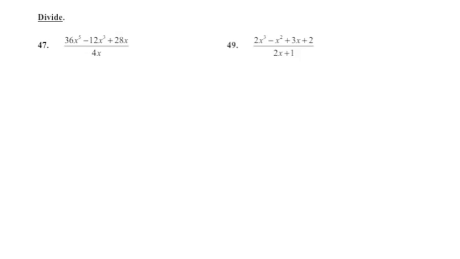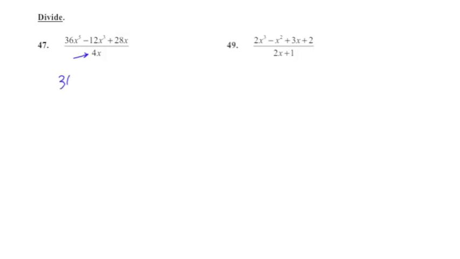Okay, the last problem types we'll take a look at here is division with polynomials. Question 47, notice we're dividing by a monomial. We only have one term here in the bottom. And dividing by a monomial is pretty simple. All we have to do basically is take this numerator and divide each of those pieces of the numerator by this denominator, 4x. So I'll show you what that looks like.